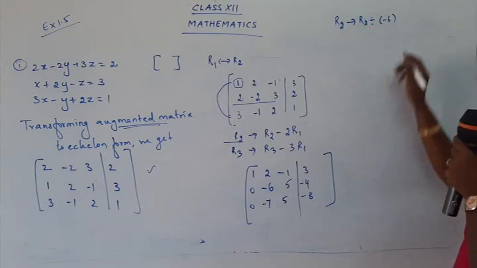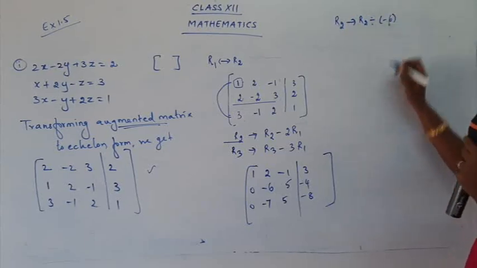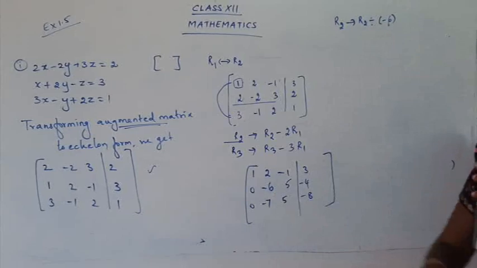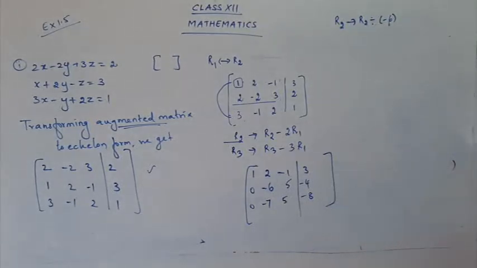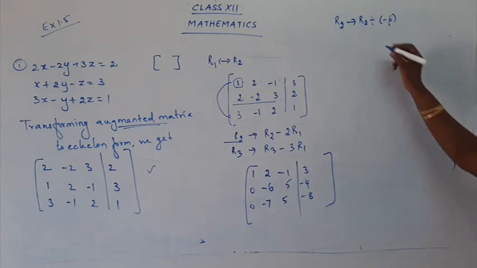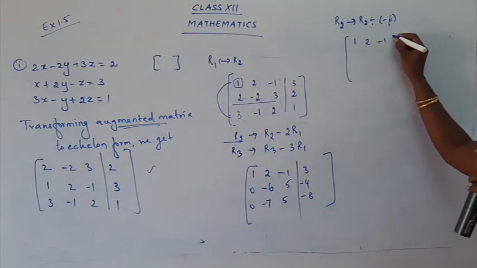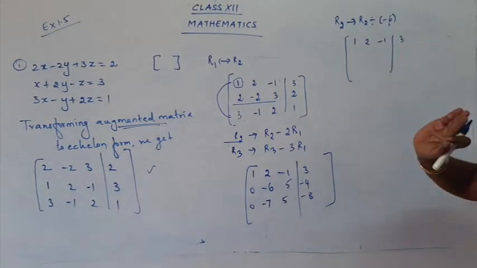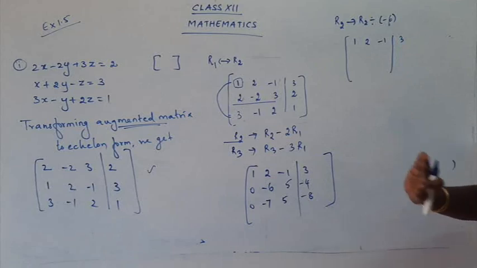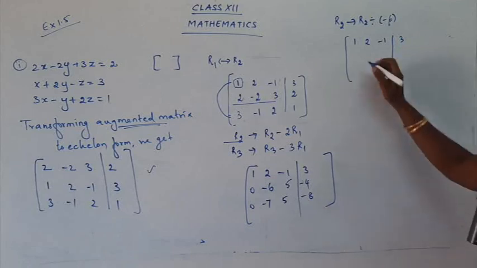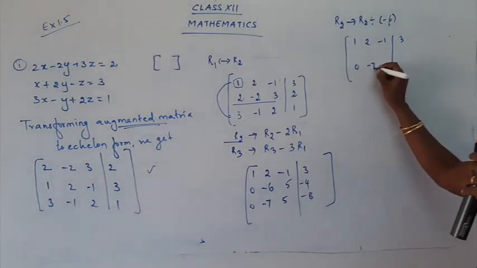Are you getting why I am writing minus 6? Because if I divide by 6, I'll get the answer minus 1. So I don't want minus 1. What we need here is 1. So you are going to divide by minus 6. Yes. So this is 1, 2, minus 1, 3. Because I am not going to do any changes to R1 and I am not going to do any changes for R3, I'll just keep them as they are.